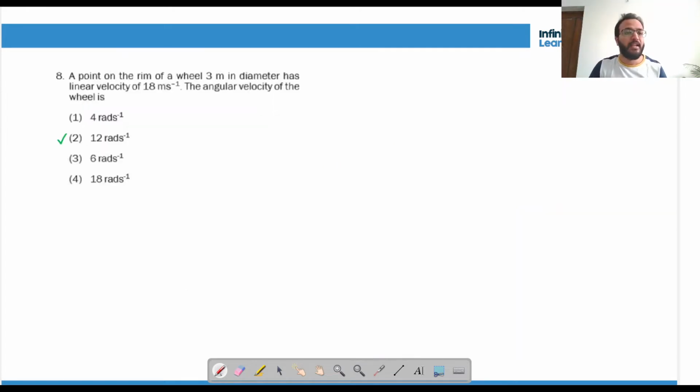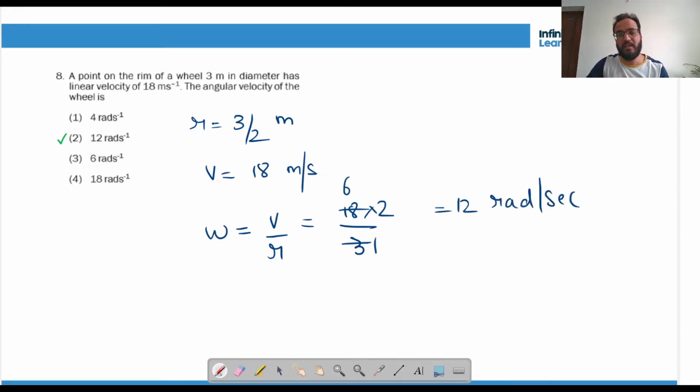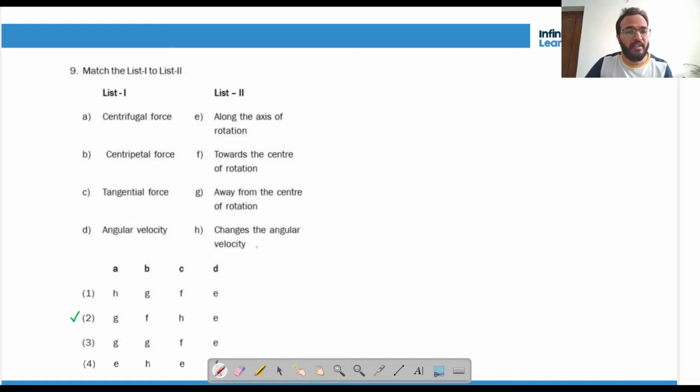Got it? Now a point on the rim of a wheel 3 meter in diameter has linear velocity... Okay, so what is the radius? 3 by 2 meter. What is the linear velocity? 18 meter per second. It's very simple. Angular velocity is v by r, which is 12 radians per second. Got it?